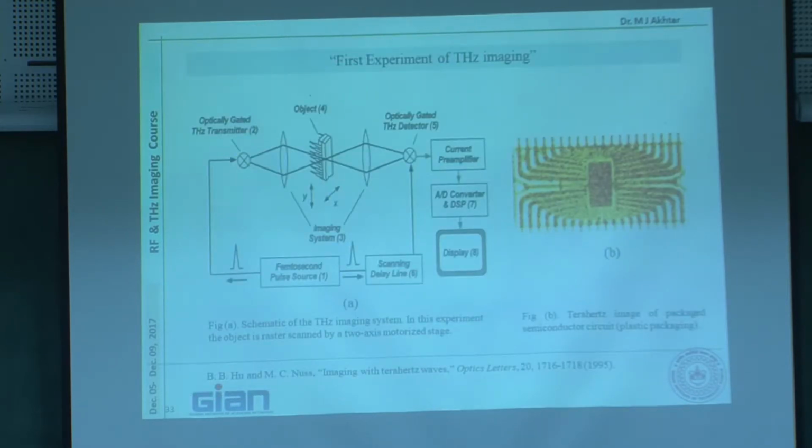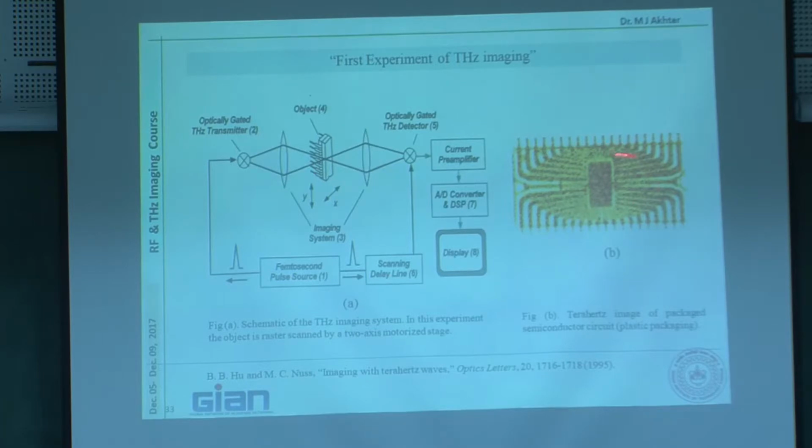This is one of the terahertz experiments that people have achieved. You can find this very famous paper. There was a chip, and people could image it using terahertz. It's just a simple transmitter. This is like a normal chip.